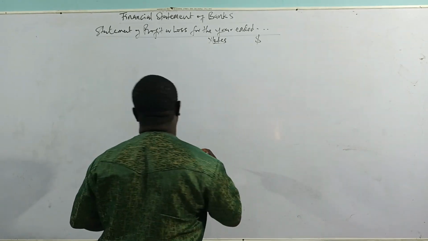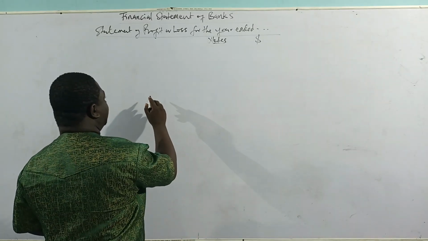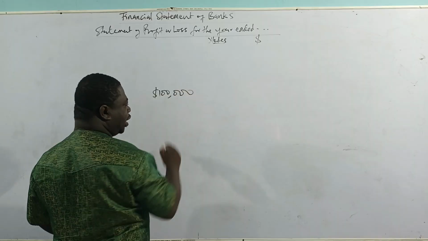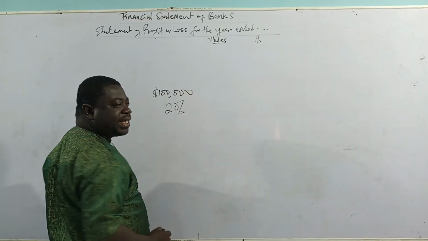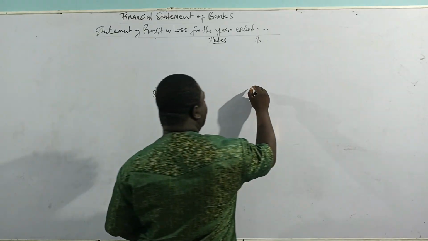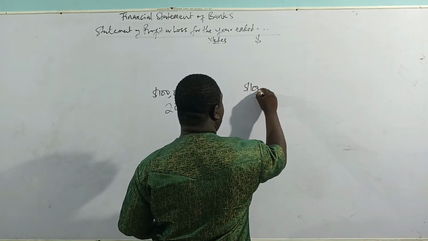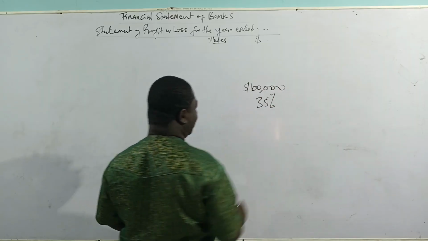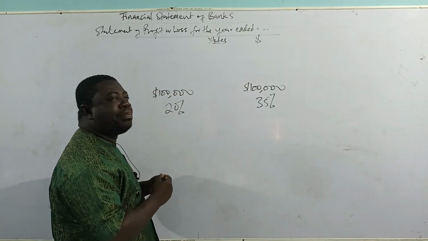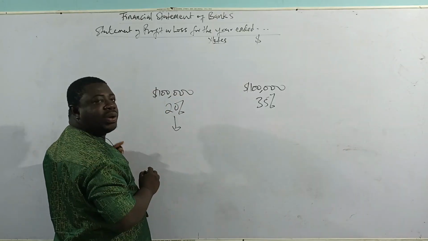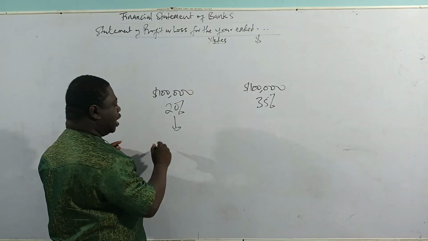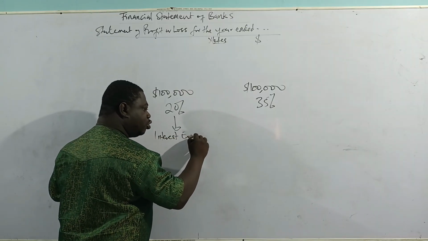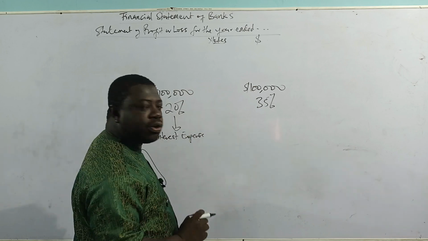And then they also charge interest to the customers when they lend to the customers. So what is going to happen is that, let's assume that a bank borrows $100,000 at an interest rate of 20%. Okay, and then they lend the same $100,000 to their customers at an interest rate of 35%. So the bank is going to pay this 20%. So it is an interest expense to the bank. I just want you to understand the concept of how banks operate.